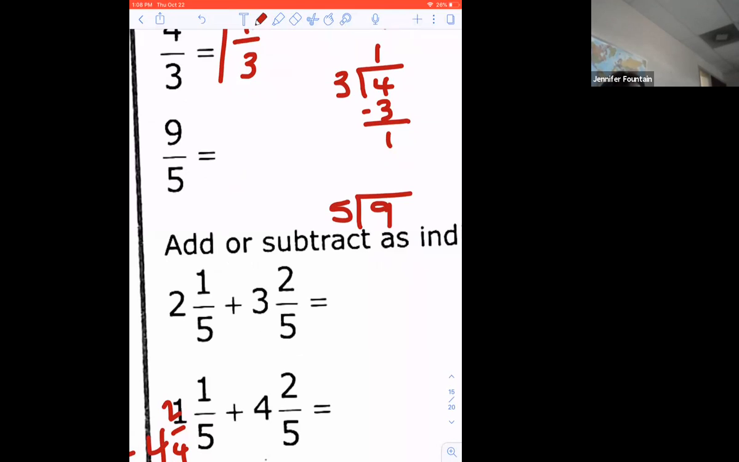Okay, how many times will 5 go into 9? 1 time. 1 times 5 is 5. When I subtract, I have a remainder of 4. So my whole number is 1. My remainder becomes my numerator, and I keep the denominator.